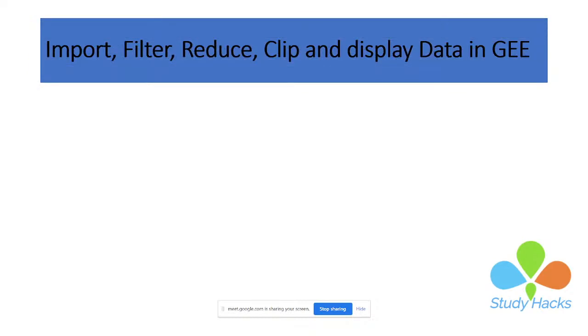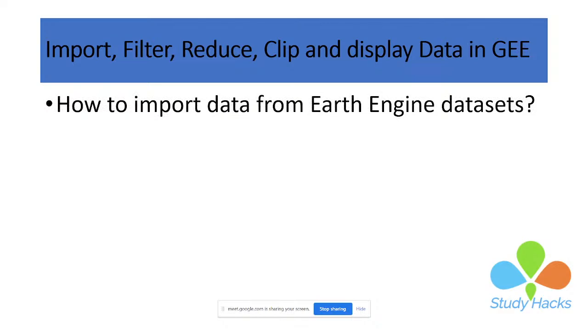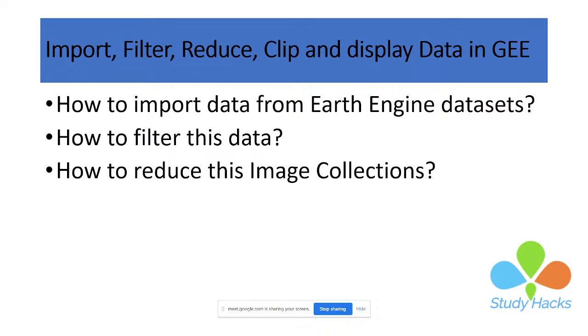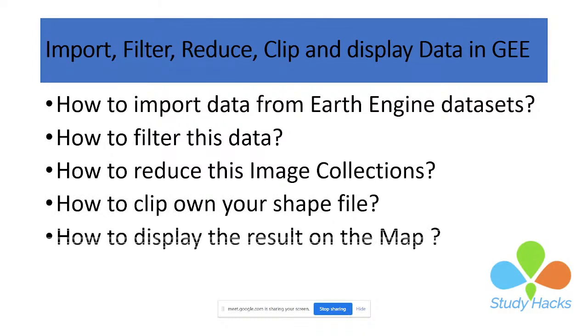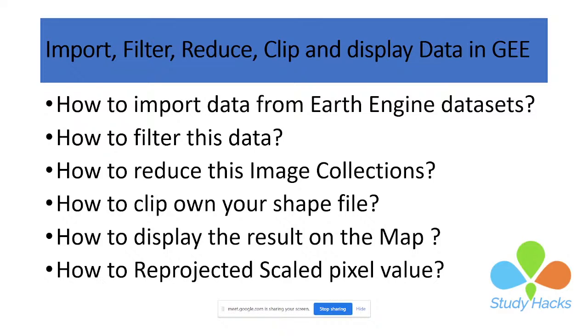I want to show you how you can easily import the dataset in your code editor, then how to filter this dataset according to your date, your time period, then how to reduce this image collection. Mainly when you want to reduce the image collection, we apply the mean, median or mode method. And then how you can clip to your own shapefile, how to display the result on the map, and how to reproject and scale the pixel value. I will show you all of these things practically, so that you can easily understand how to import a dataset, filter, reduce, clip, display the data and reproject the scale pixel value.